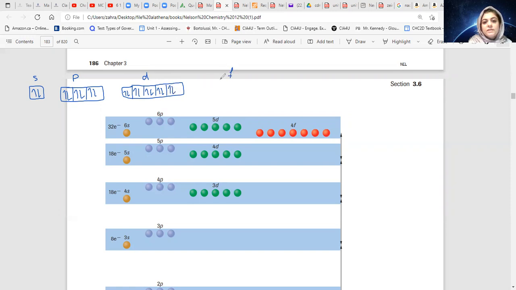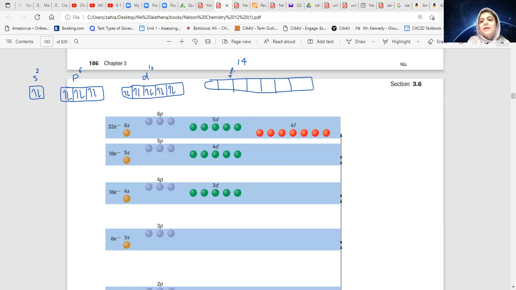And F orbital is 7. Just make it larger: 1, 2, 3, 4, 5, 6, 7. Okay, I'm not putting this up and down, it's the same way. So here, 2 maximum electrons you could have. For P, 3 boxes, 6 maximum electrons. For D, 5 multiplied by 2 is 10 maximum electrons. And 7 multiplied by 2 is 14 maximum electrons could be in it.